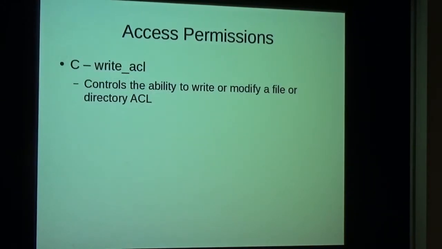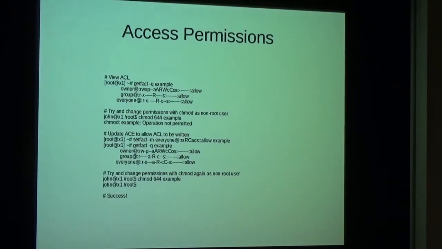Okay, so capital C is for writing the ACL. So here is an example with capital C. That's for the owner. Okay, so I try and change here. So I try to chmod, and as always, get operation not permitted or not allowed. And then I update here so that you can write the ACL. Come back here. Use chmod, and it returns successfully.